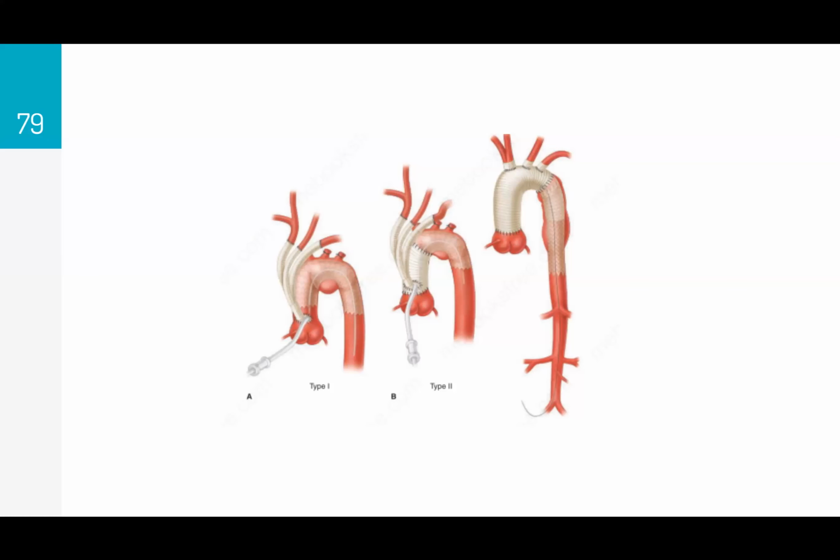While the frozen elephant trunk, you will first do the ascending and the arch, and insert the descending thoracic aortic graft over a wire, and then deploy it. And also you will overlap it with your previous ascending and arch graft. And the management of the brachiocephalic vessels, you have the option of either debranching or using a graft with branches for each vessel.